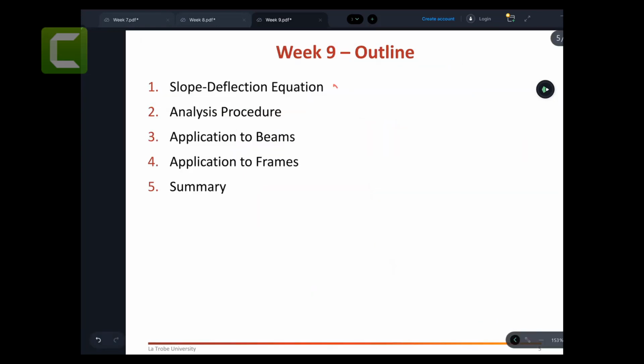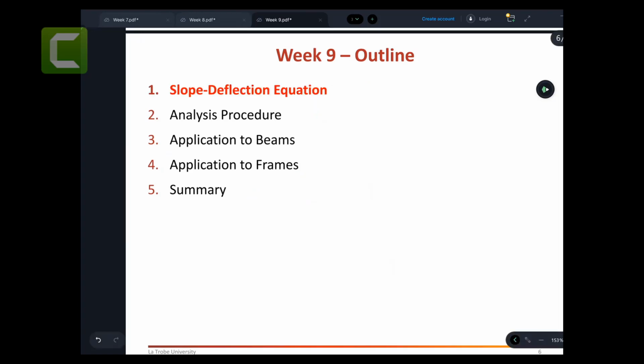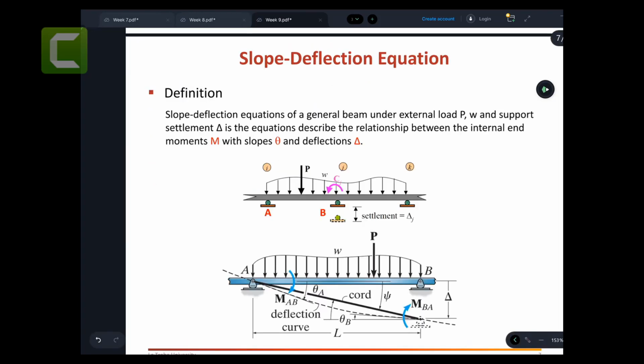Today's lecture will introduce the slope deflection equations. I will give you the analysis procedure, step by step. We will solve a couple of examples, and we will finally summarize our lecture in 2 hours' time. Okay, let's do the slope deflection equations.